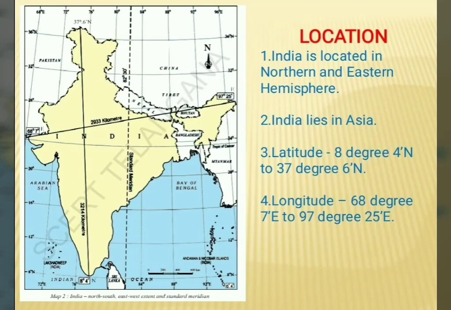India is located in northern and eastern hemisphere. India lies in Asian continent. India lies between 8 degree 4 minutes north to 37 degree 6 minutes north latitude and 68 degree 7 minutes east longitude to 97 degrees 25 minutes east longitude.